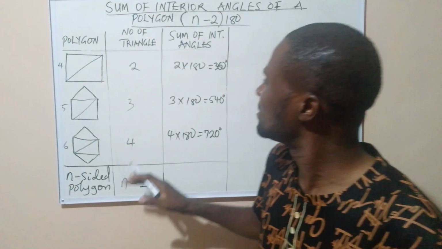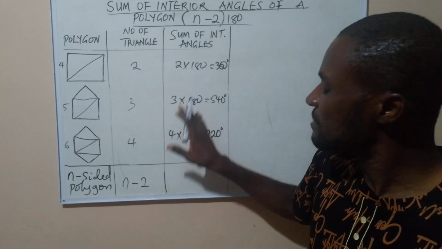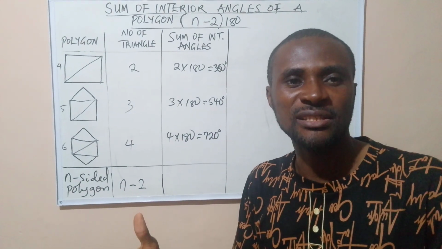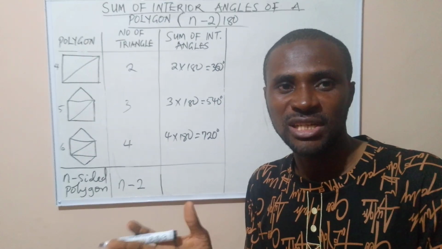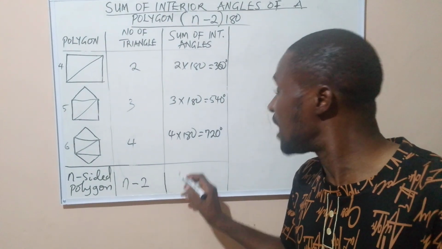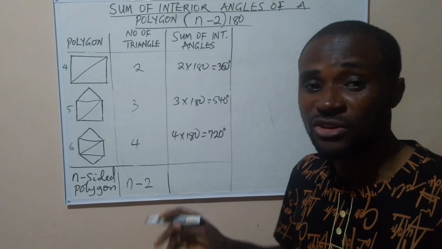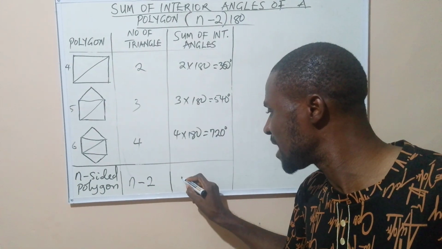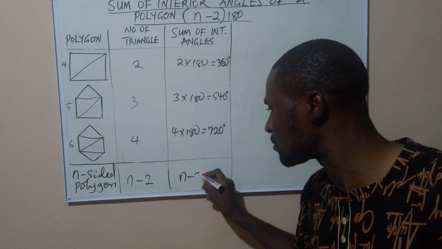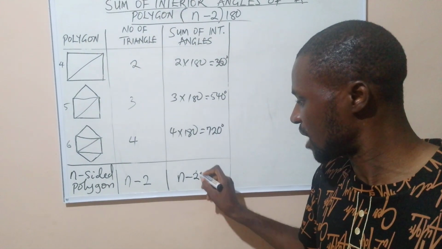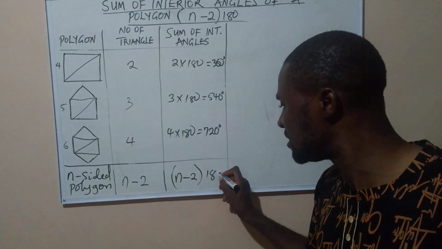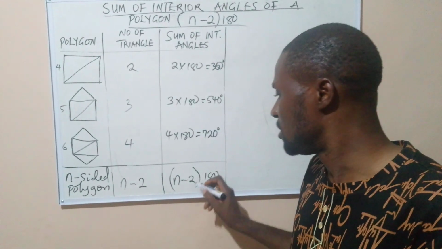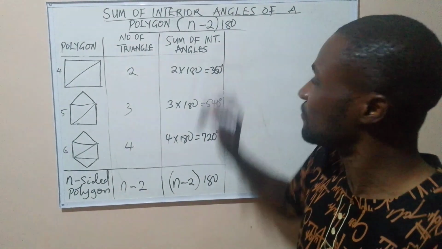Now looking at this, for the sum of interior angles, knowing the number of triangles, you multiply it by 180, which is the sum of angles in a triangle. So for us to get the sum of interior angles of any n-sided polygon, we simply have n minus 2, which is the number of triangles, times 180, which is the sum of angles in a triangle. So this is simply the formula.